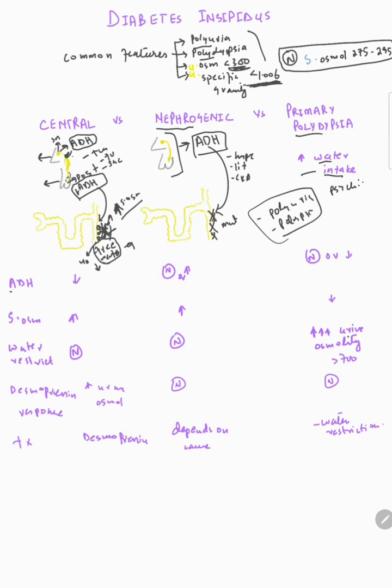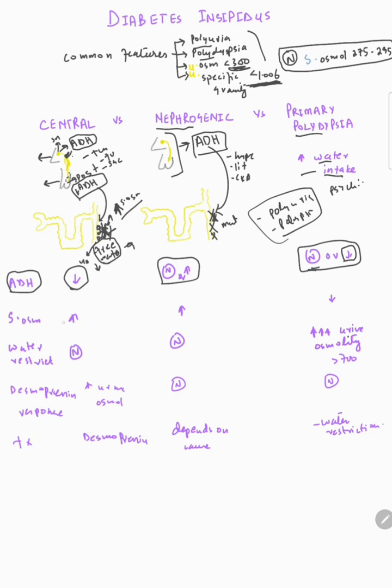What about now the ADH level? What if you measure ADH level in the central one? In the central, obviously, it will decrease because that is the reason for the disorder. In the nephrogenic, it will be normal or elevated because there is resistance, so the body may compensate by increasing ADH secretion. And here there is increased water. Whenever there is increased water intake and decreased serum osmolality, it actually decreases the ADH level. So it can be either normal or it can actually decrease.